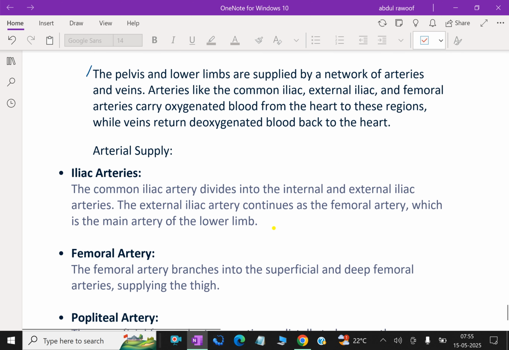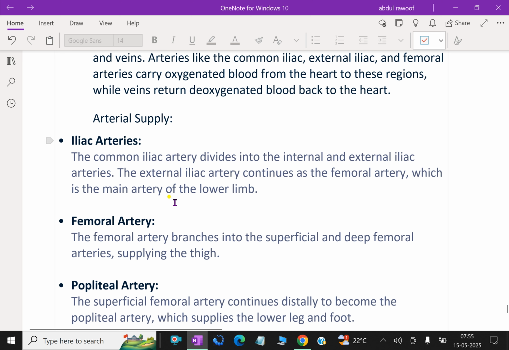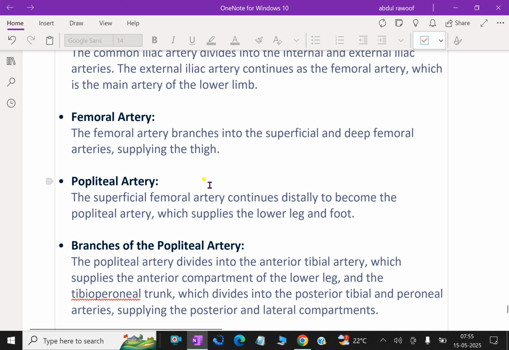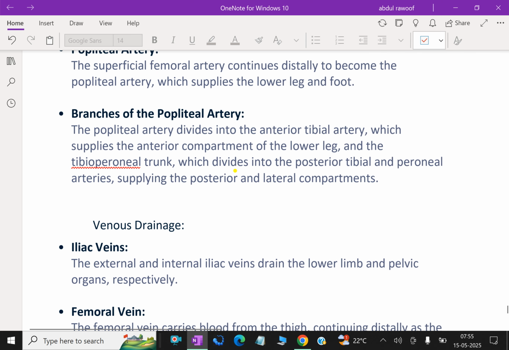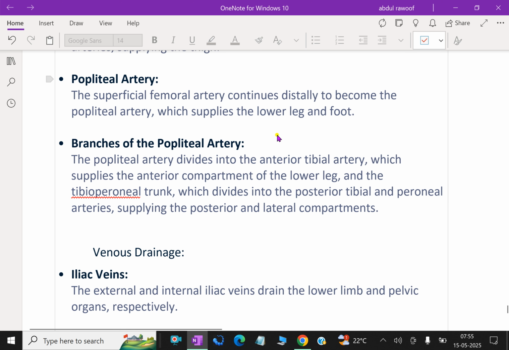Arterial supply. Iliac arteries. The common iliac artery divides into the internal and external iliac arteries. The external iliac artery continues as the femoral artery, which is the main artery of the lower limb. Femoral artery. The femoral artery branches into the superficial and deep femoral arteries supplying the thigh. Popliteal artery. The superficial femoral artery continues distally to become the popliteal artery which supplies the lower leg and foot.